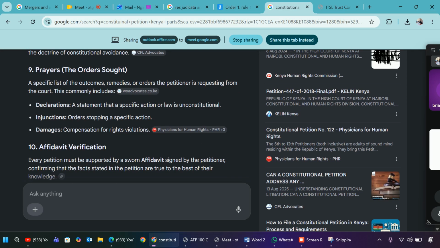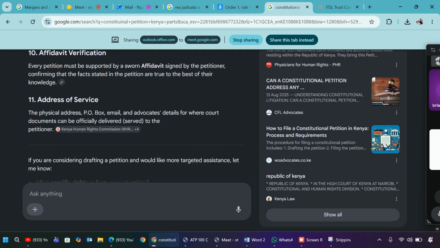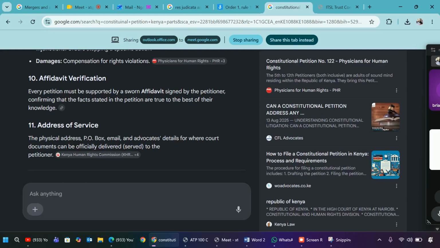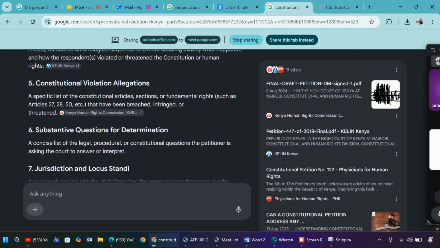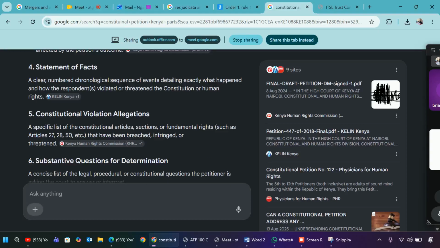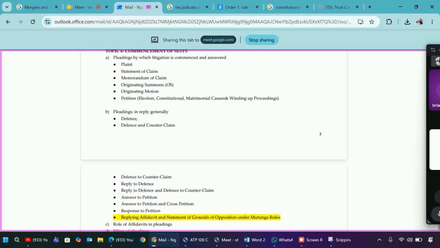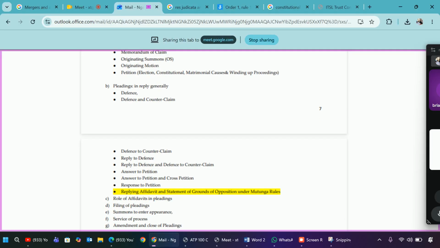You can seek various prayers like declarations. These are statements that a specific action or law is unconstitutional. You can also seek injunction. These are orders stopping a specific action. You can also seek damages on compensation for rights violation. Then you attach a sworn affidavit signed by the petitioner, confirming that the facts stated in the petition are true to the best of their knowledge. So that is generally how you will draft a petition. So failure to add constitutional violation allegations, that is the rider that will make you lose majority of the marks.